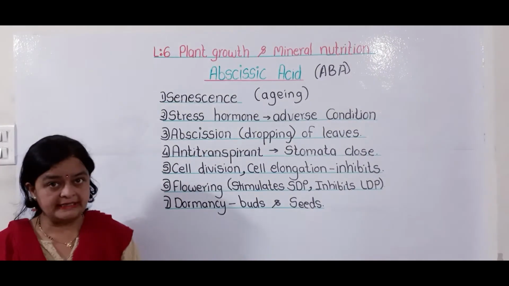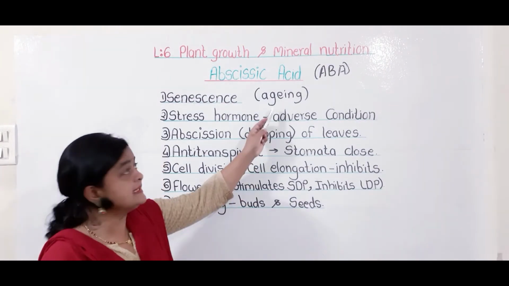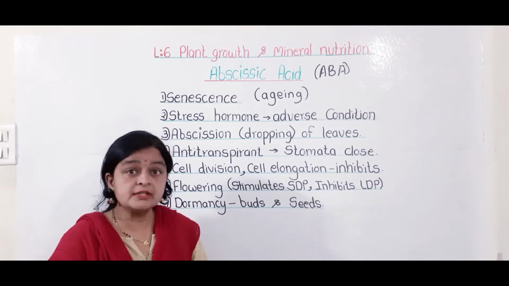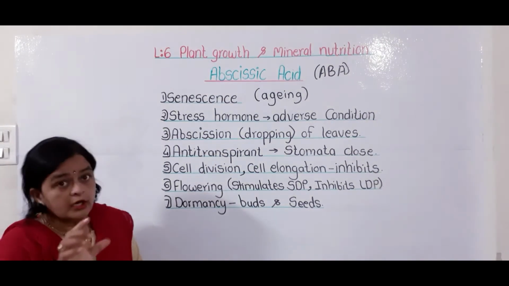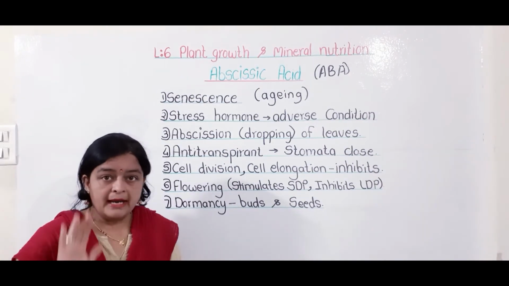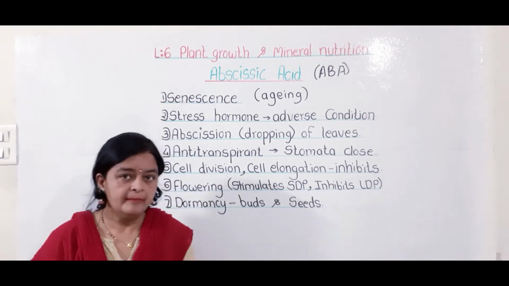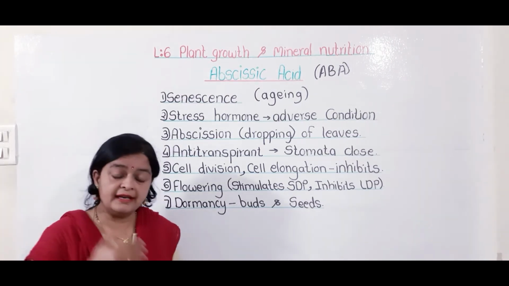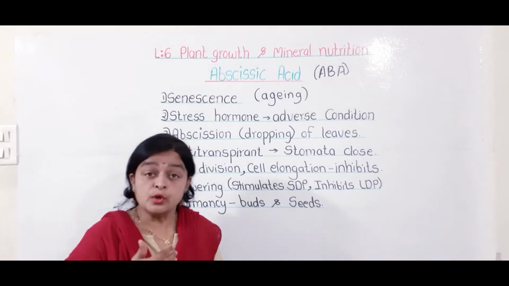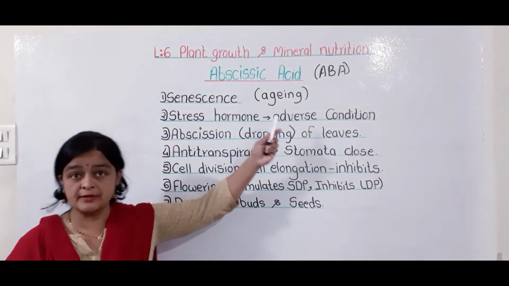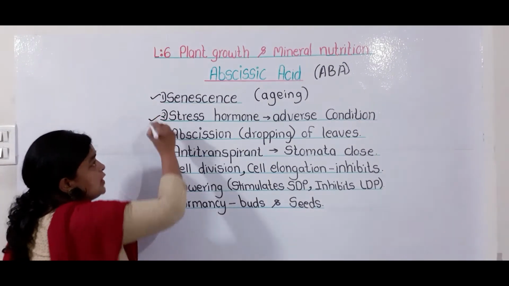Our first sentence is: abscisic acid is responsible for senescence. Senescence means aging, degradation. When the process of degradation starts, that is called senescence. Because of this abscisic acid, just keep in mind, if the leaves or flowers or fruits are always fresh, this will be against nature. If something is there, it has to degrade, it has to undergo the process of senescence, or aging. So who is responsible for bringing senescence or aging? It is abscisic acid.